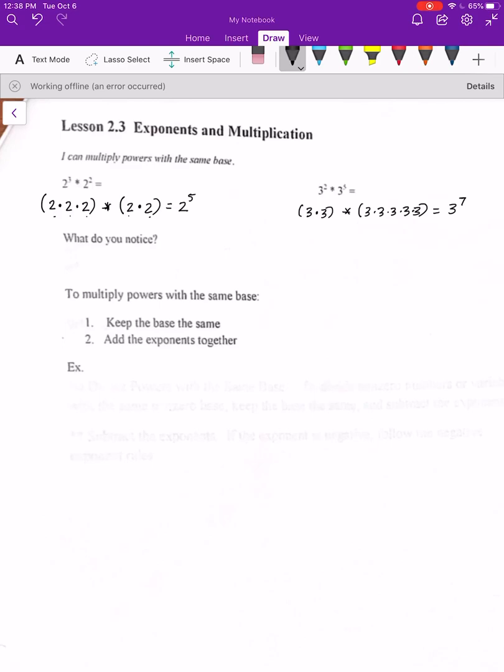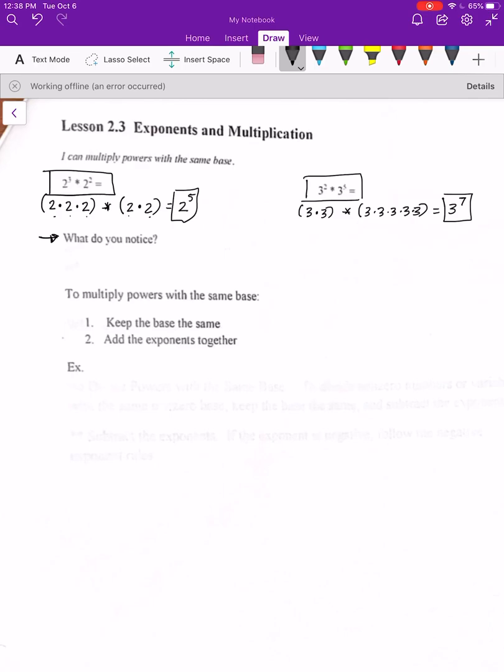Now my question to you is, what do you notice by looking at the original problem and looking at the answer? Do you notice any similarities? Do you see any patterns or some kind of rules that sort of develop? I gave you some time to think.